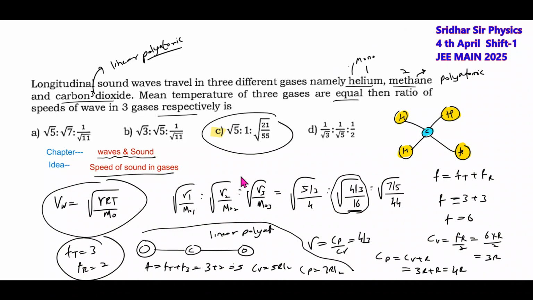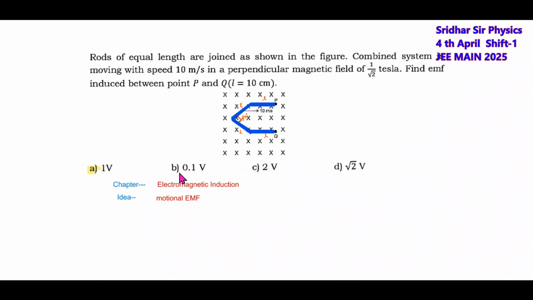Now we'll take the next question. Okay kids, this question is based on electromagnetic induction, the concept of motional EMF. Four rods of equal length are joined. The combined system is moving with speed 10 meters per second in a perpendicular magnetic field of 1 by root 2 Tesla. Find the EMF between points P and Q. This is rod 1, rod 2, rod 3, rod 4. The angle between them is 90 degrees. I'll put a rough diagram. So actually it is like this. This is one rod.